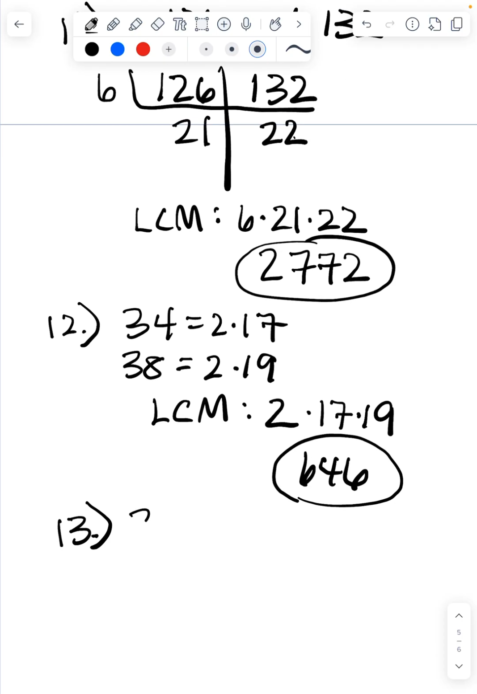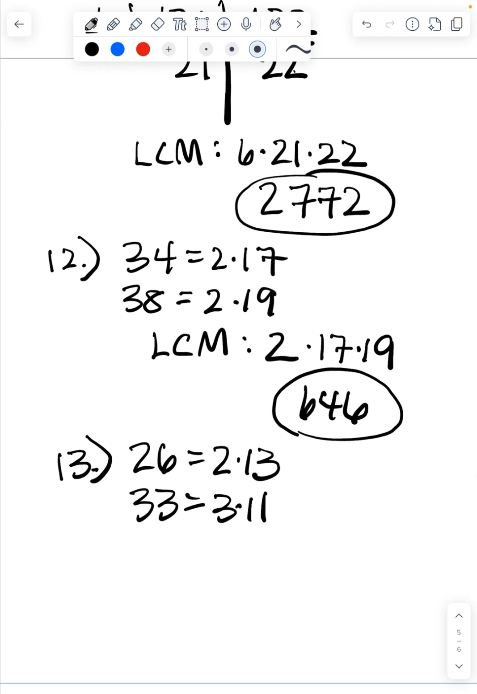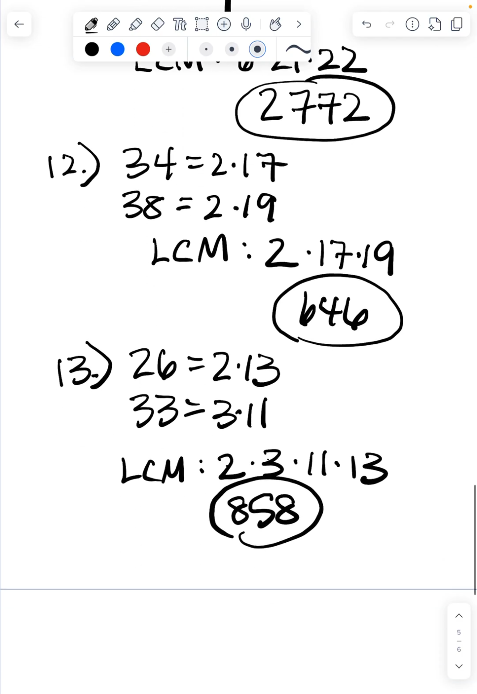Number 13, it says that 26 is 2 times 13, and 33 is 3 times 11. So my LCM is going to be the highest amount that each one of these factors is showing up. So I see a 2. The most it shows up in these two numbers is once. So I'm going to write a single 2. Then I see a factor of 3. It shows up once, and an 11, and a 13. So we end up multiplying all of these to get an LCM of 858.